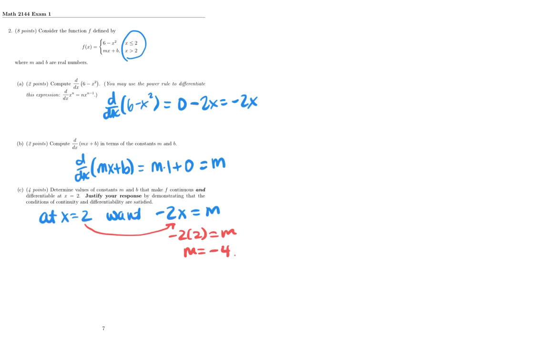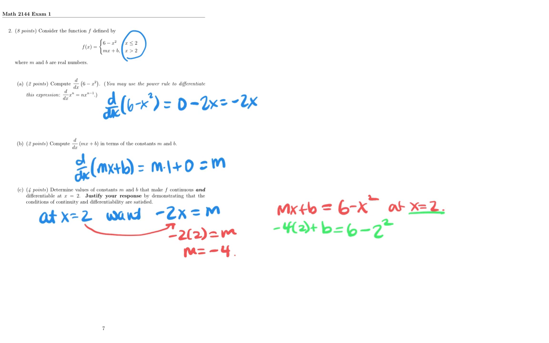Now I want mx plus b. I want the y coordinate mx plus b to equal the y coordinate on the left, which is 6 minus x squared. So we want this to be true at x equal 2. I've already found my value for m, and that is negative 4. So I'll plug in 2 for x, plus b, the value I'm trying to find, equals 6 minus x squared. Again, x is 2, so 2 squared.